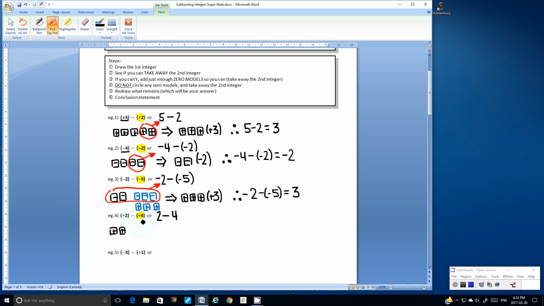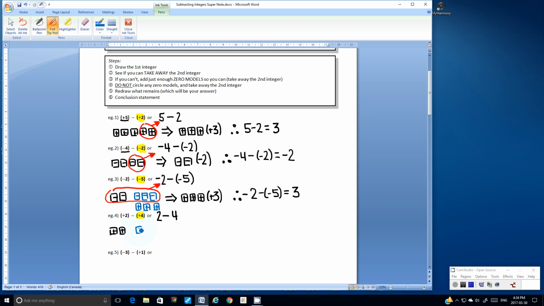Well, the second integer is positive 4. Can we take away positive 4 from our tiles here? No, we don't have enough positives, but we do have 2 positives. So how many 0 models do we need to add so that we can have 4 positive tiles here? Okay, hopefully you said 2 0 models.